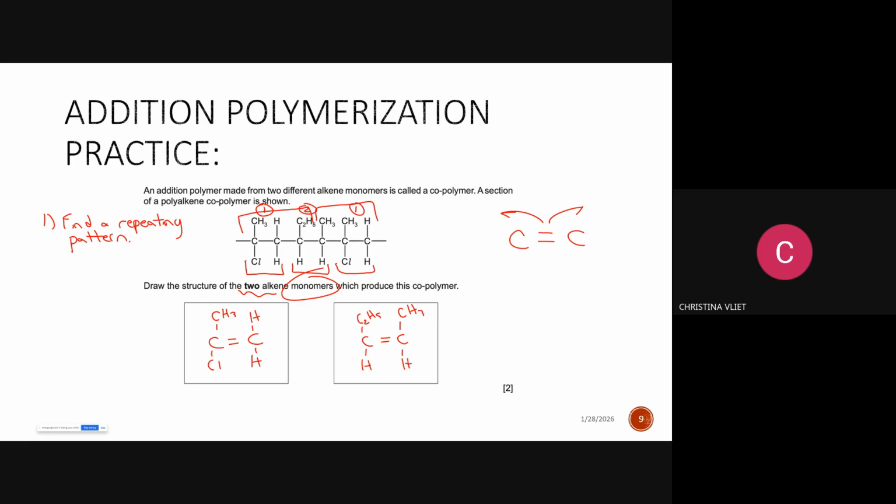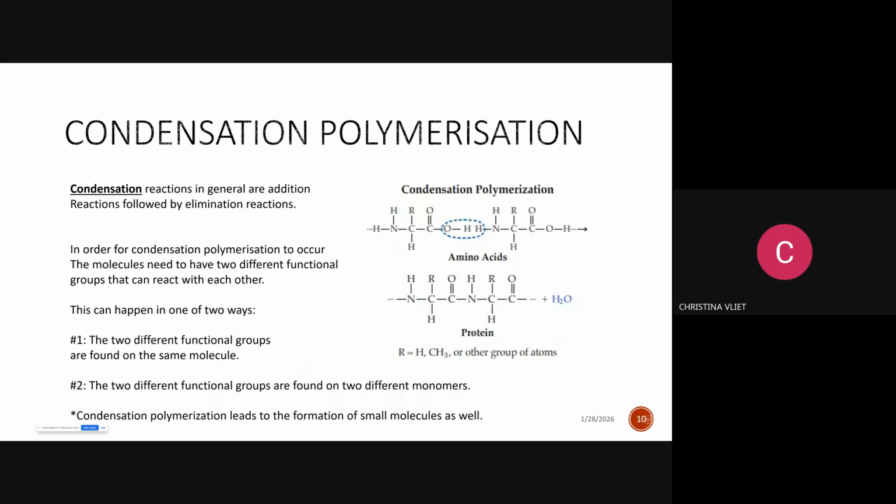So this is actually what we did before. We have done this in the past, addition polymerization. Now we're going to go on to the second type, which is called condensation polymerization. This is going to require us to remember a little bit about last year's organic chemistry reactions. We have to at least start introducing some of those reactions back because it'll help us understand what's going on.